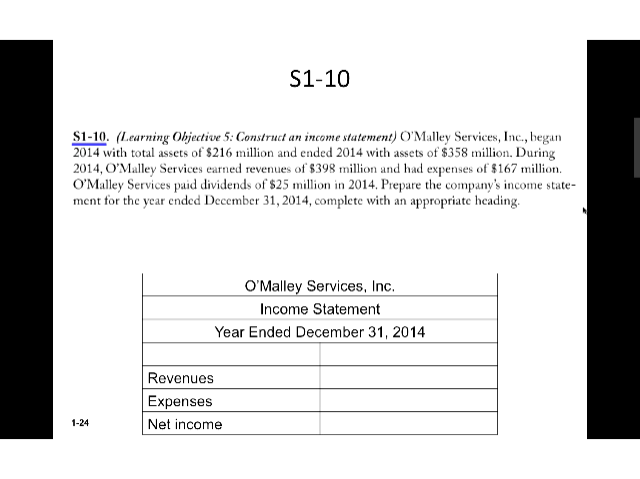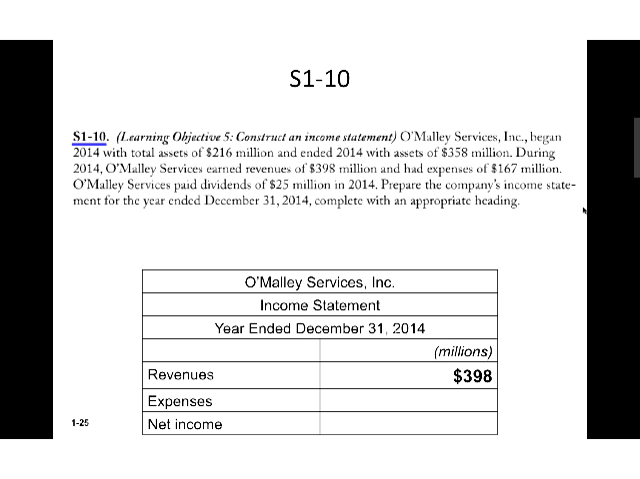All the numbers are 3 digits with the word million after it. So they have already stripped 6 zeros out to make it easier to read. What I'm going to do is put the word millions above my column over here, and that's to tell the users that 6 zeros have been stripped out of this.